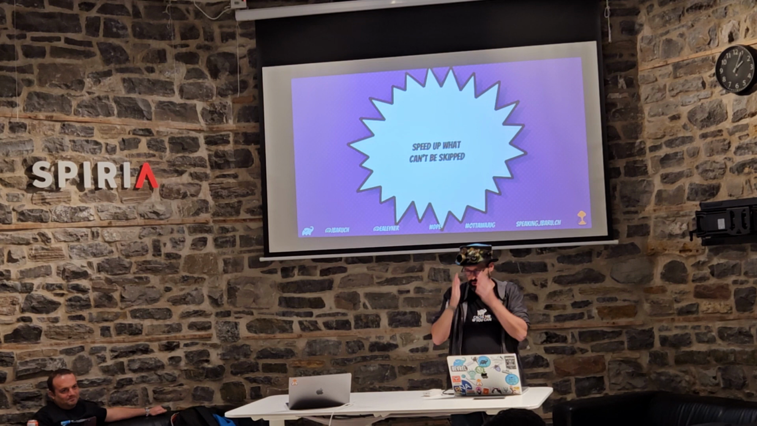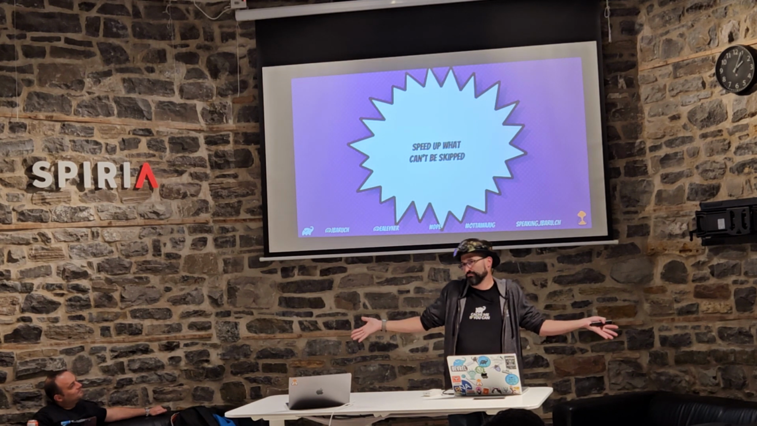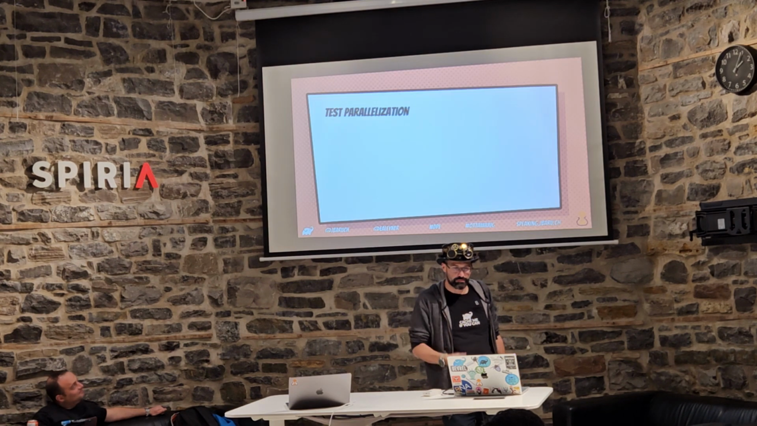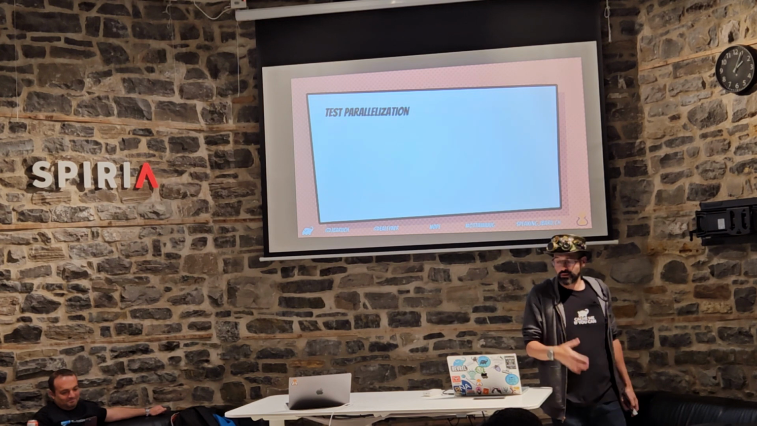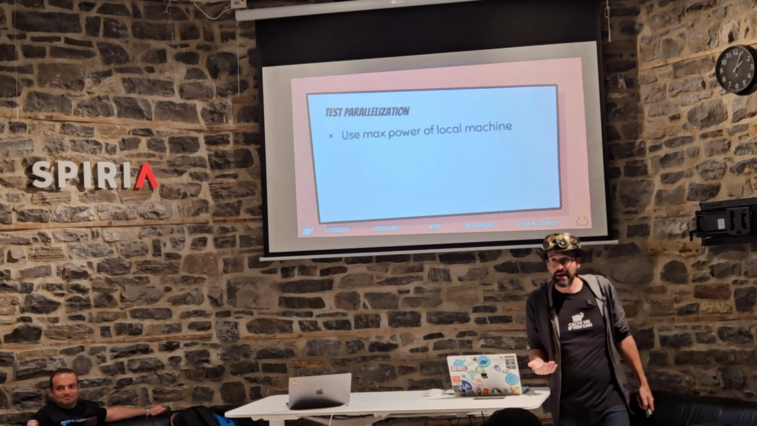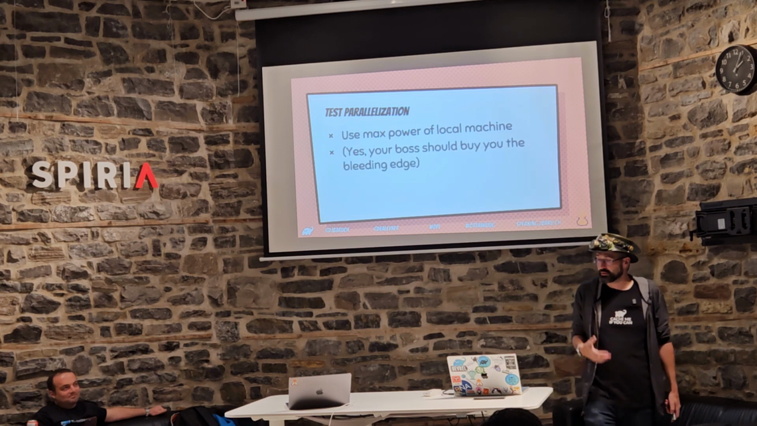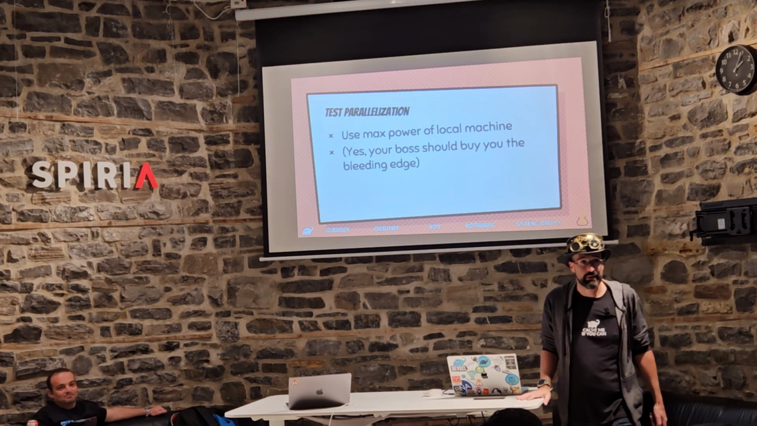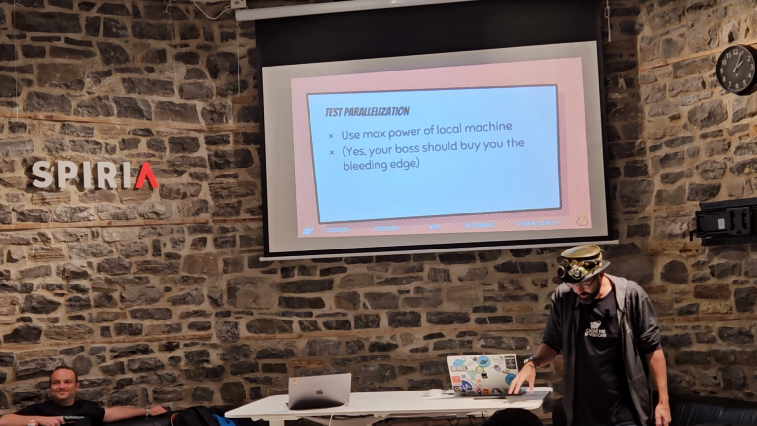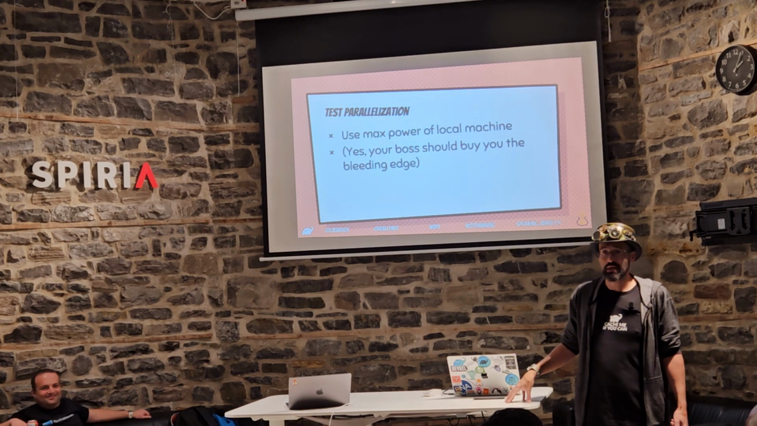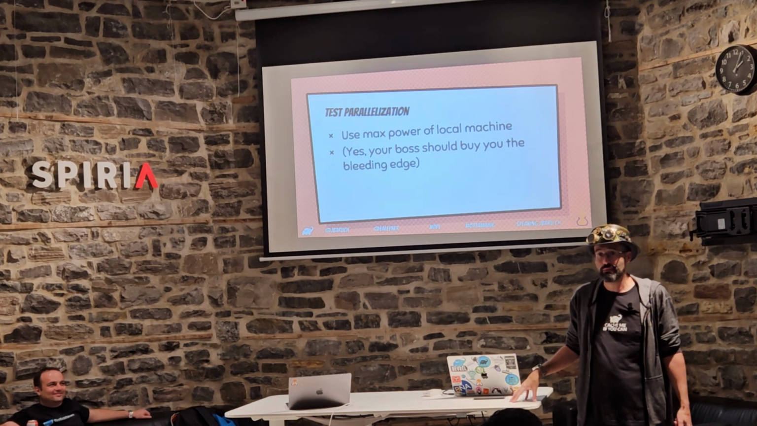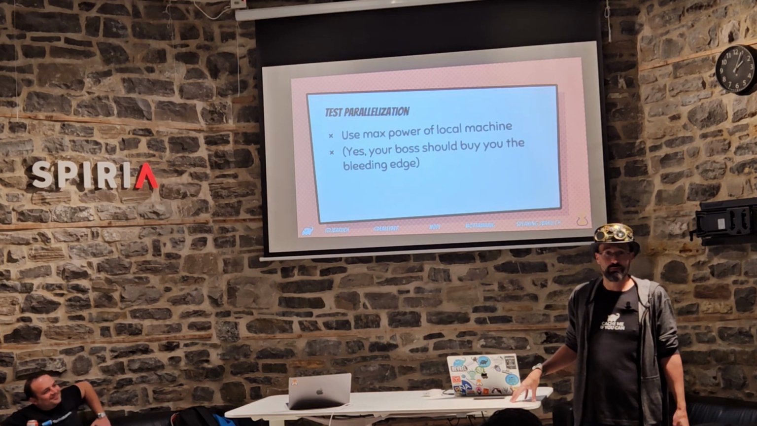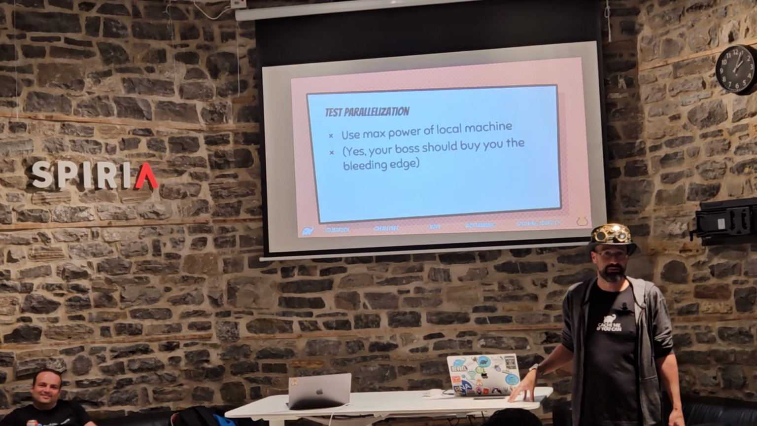Okay, we change something, we have to run tests. How can we speed up what cannot be skipped? First is test parallelization. You can use the max power of your local machine to run tests faster. And this is why your boss should buy you the bleeding edge of hardware. And if you want this meetup to pay for itself, you just take the next slide that I'm going to show you, take it to your boss, and your boss will buy you the next M3 MacBook Pro due to come out at the end of the month.